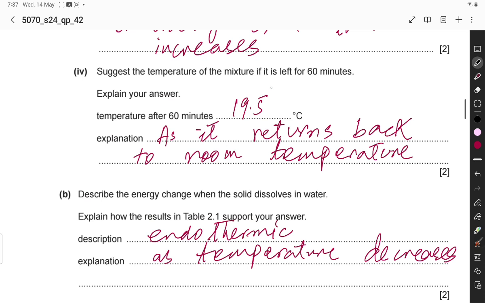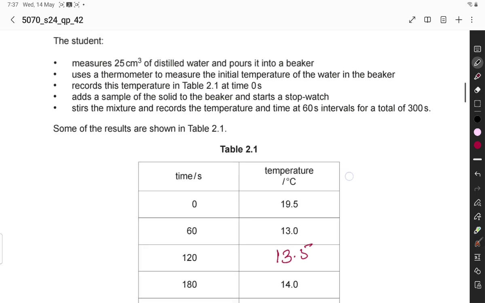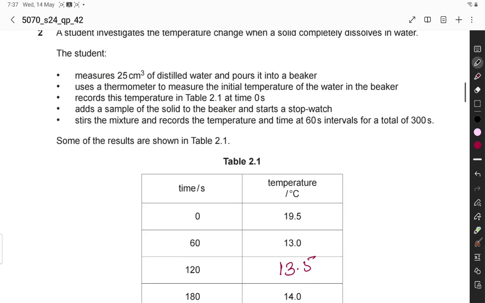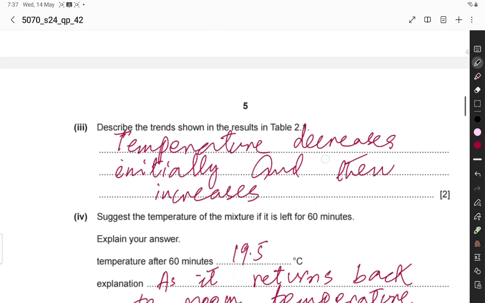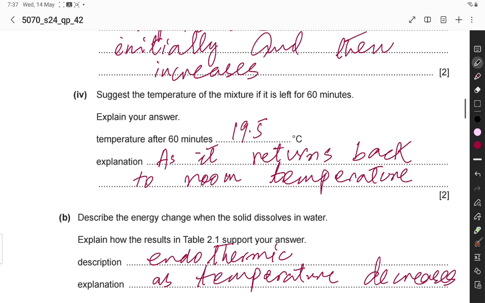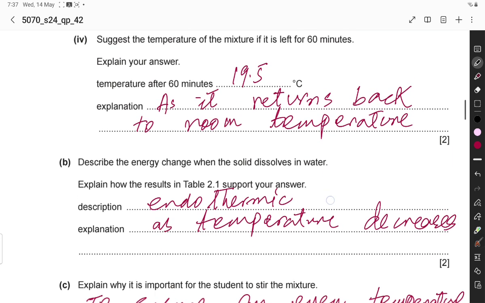Suggest the temperature of the mixture if it is left for 60 minutes. 60 minutes is a very long time, so the temperature returns back to room temperature. Because the initial temperature is 19.5 degrees Celsius, the temperature returns to 19.5 degrees Celsius as it returns to room temperature after 60 minutes.